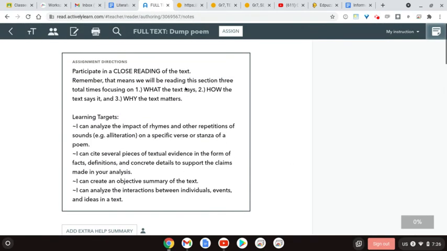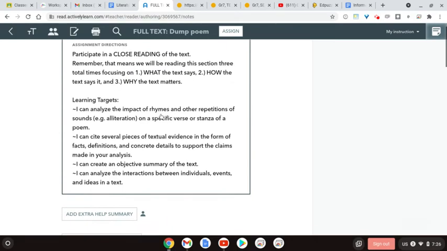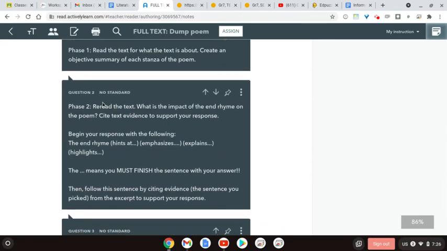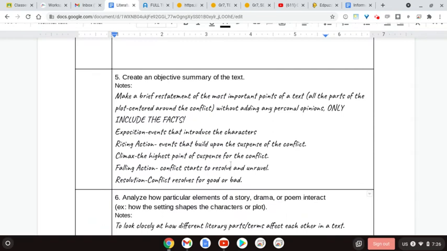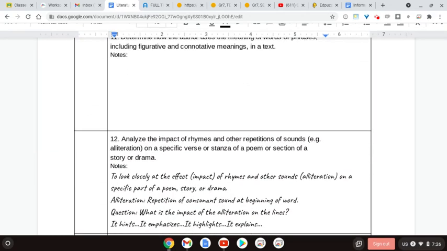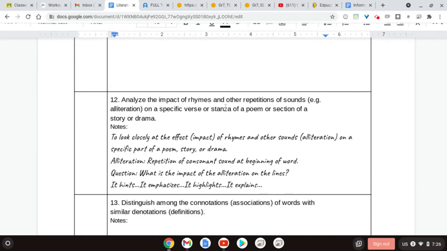In phase 2, we're reading for how the text says it. As we reread the poem "Dump" for how the text says it, we are going to focus in on the end rhyme. What is the impact of the end rhyme of the poem? And cite text evidence to support your response. When we focus on end rhyme, we are focusing on learning target number 12, which states to analyze the impact of rhymes and other repetitions of sound, such as alliteration, on the specific verse or stanza of a poem or a section of a story or drama.